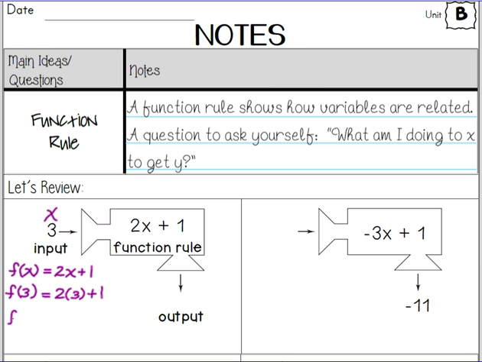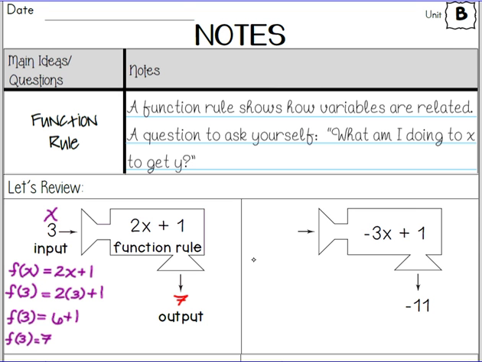So f of 3 is 2 times 3 is 6 plus 1. So f of 3 is 7. So our output value in this case is 7. So that is if we are given our function rule and also our input. Now we're going to look at one where we are given our function rule and we are given our output. So we are looking for our input.